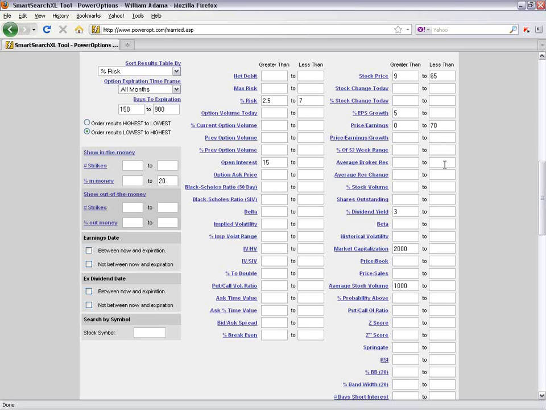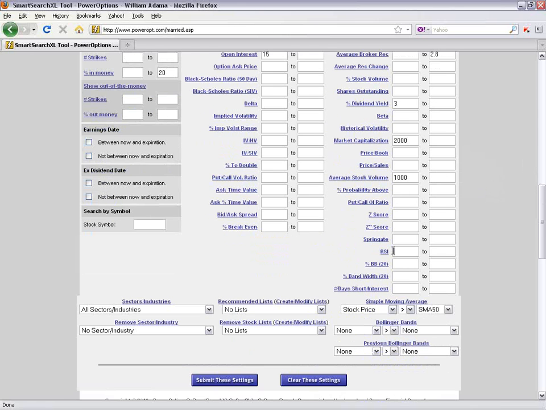I could use the broker rec, for example. This is based on the Zacks scale, where 1 is a strong buy, 2 is a buy recommendation, 3 is a hold, 4 is a sell, and 5 is a strong sell. So if I'm looking for higher recommended stocks, I might look for broker recommendations of less than 2.8. Anything that's sort of between a hold and a buy recommendation, or a strong buy recommendation as well.